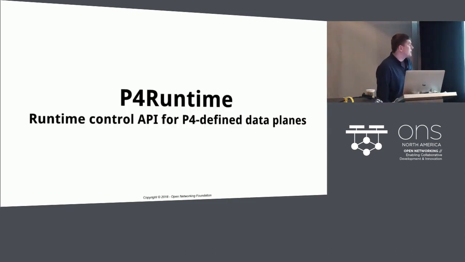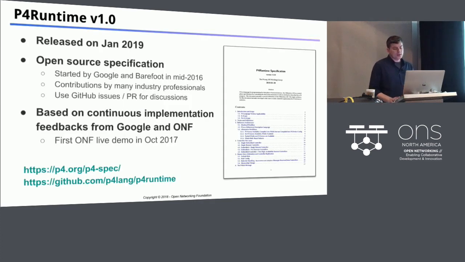P4 Runtime is essentially a runtime control API for P4-defined data planes. It's a work that started a bit more than 2 years ago, in 2016. But the first version of the specification was officially released in January of this year. It's an open source specification. All the discussion happens on GitHub in the form of issues and pull requests, differently, for example, from the OpenFlow specification that was not public.